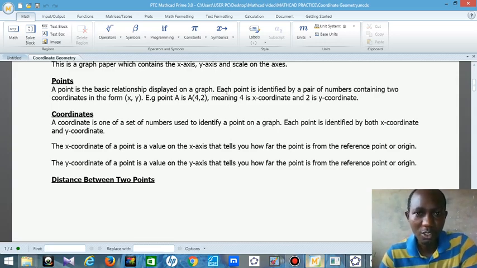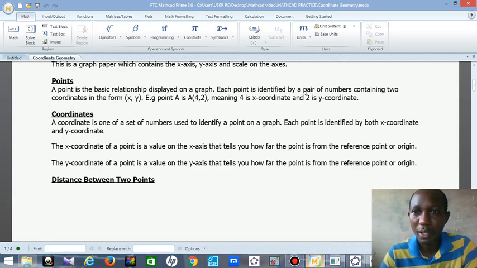But this is what we need in this topic, and this is where you need to pay more attention. We say each point is identified by a pair of numbers containing 2 coordinates. So if you want to identify every point on a graph paper or on a Cartesian plane, you need 2 coordinates, and these 2 coordinates are numbers, in the form of (x, y). When you see something like this in mathematics, you have a bracket, the first number, comma, the second number. It is called a point. The x and y are just coordinates.